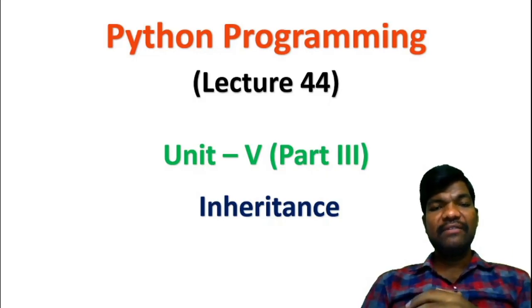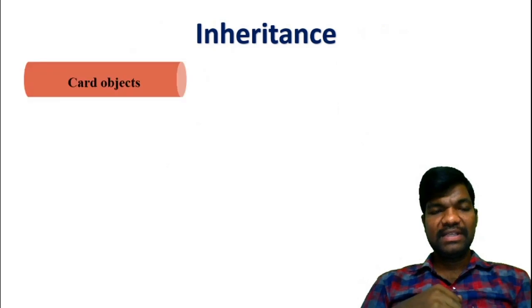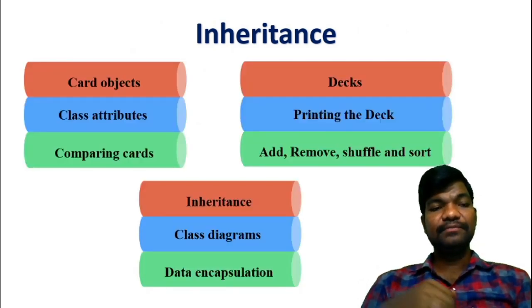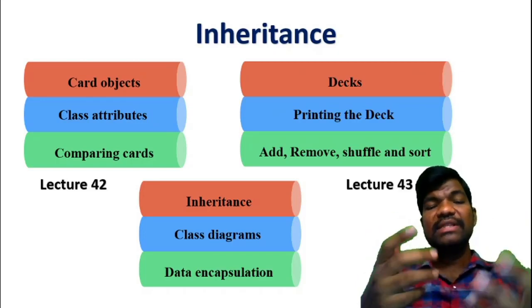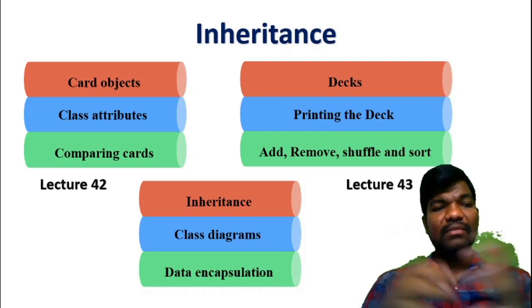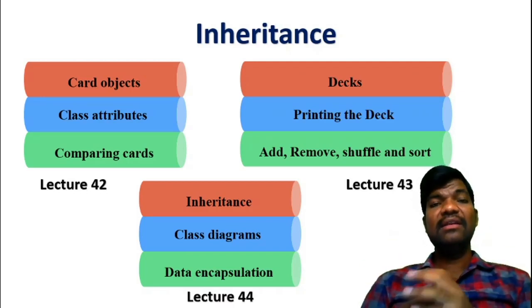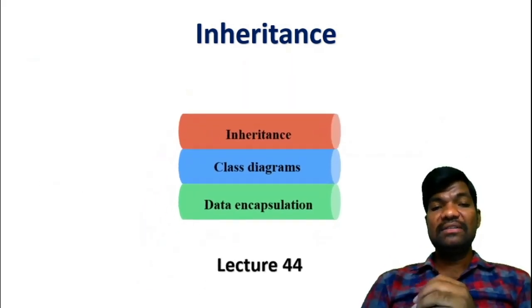Today we are learning unit 5 part 3, inheritance. Let's check the syllabus once again. This is the syllabus. In the previous lectures, 42 and 43, 6 topics were completed. In today's lecture we will learn another 3 topics: inheritance, class diagrams, and data encapsulation. Let's get into today's lecture.